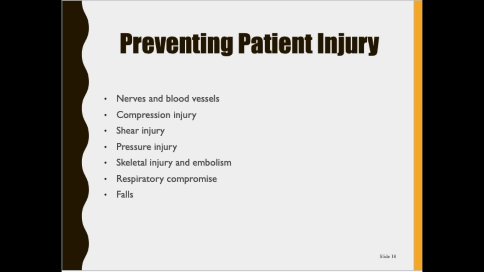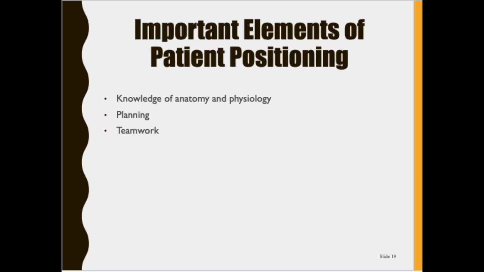Nerve and blood vessels. These are things we're looking at. Compression injury, shear injury, pressure, skeletal, respiratory compromise, and we definitely do not want our patients to fall, right? That's a very bad day. That means that positioning is not a regimented routine. Each patient is unique and has specific considerations. That means that we need to know, as the slide says, knowledge of anatomy and physiology. We have to plan. We have to think about the case that we're going to do and plan accordingly, which means that every member on the team has to play their part.